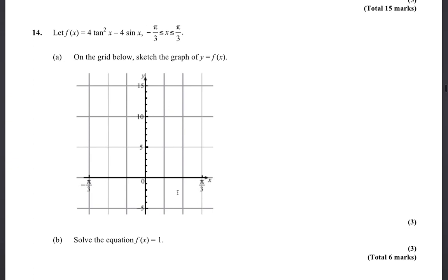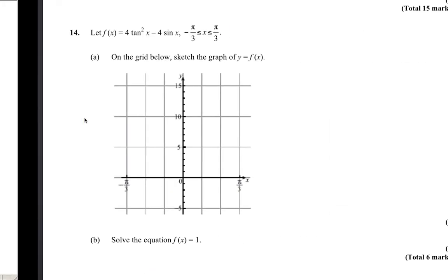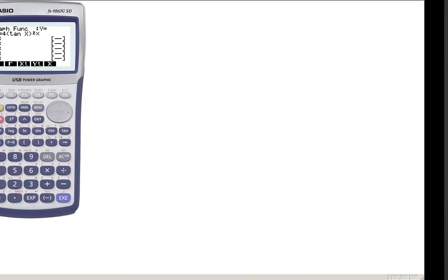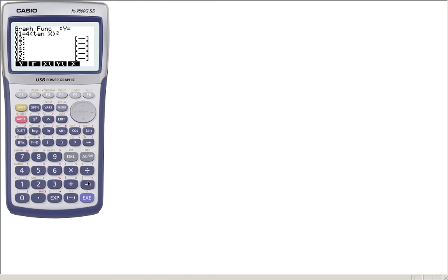Let f of x equal 4 tan squared x minus 4 sin x, where x is between minus pi by 3 and plus pi by 3. Okay, and y minimum is minus 5, maximum is plus 15. So sketch the graph of y. Menu, graph. So it is 4 tan squared x minus 4 sin x.